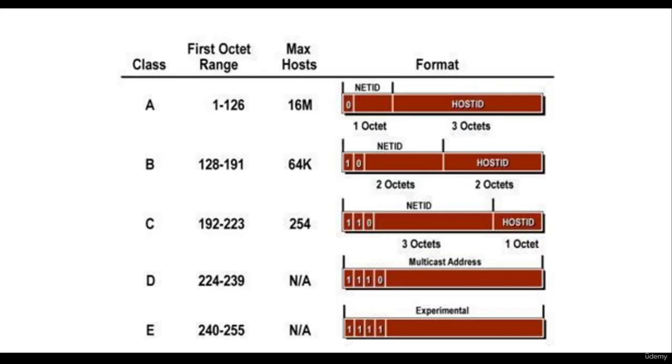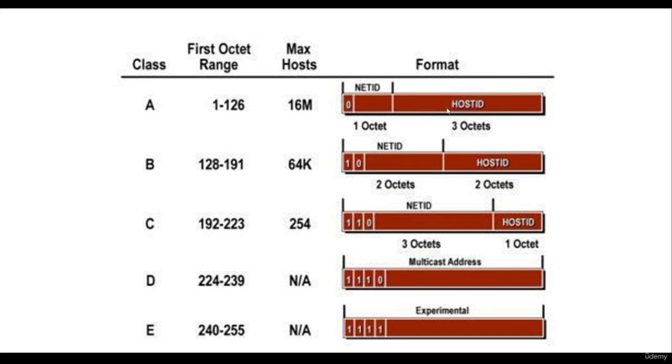Now we'll see the classes of IP address. First, we have Class A IP address. In Class A, the maximum number of hosts is 16 million. So how is it 16 million? As you know, the formula for calculating the number of addresses is 2 raised to power n. Here, the number of hosts is calculated as 2 raised to power 24.